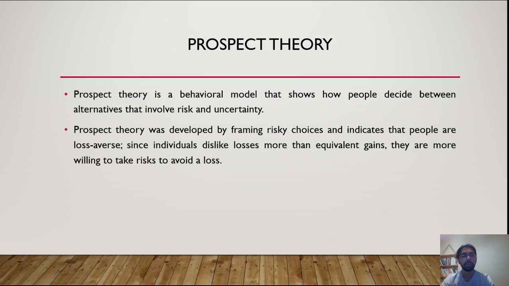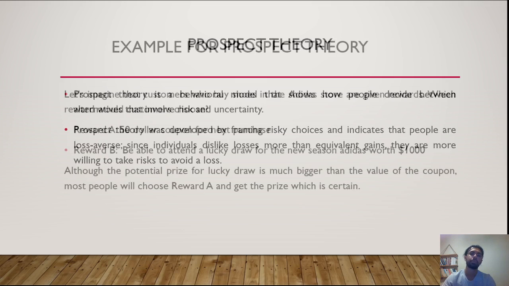Prospect theory. Prospect theory is a behavioral model that shows how people decide between alternatives that involve risk and uncertainty. Prospect theory was developed by framing risky choices and indicates that people are loss averse. Since individuals dislike losses more than equivalent gains, they are more willing to take risks to avoid a loss.